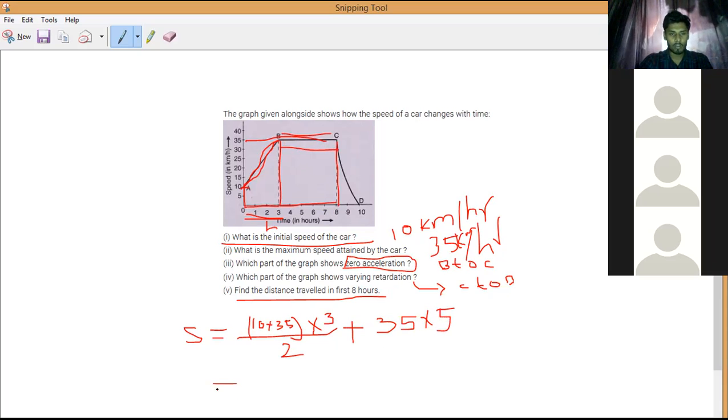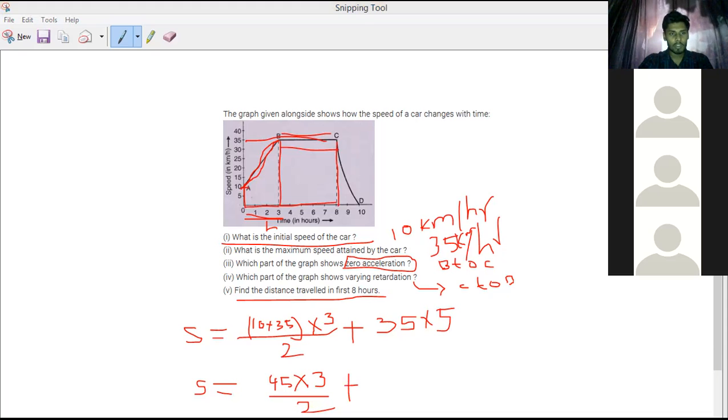So now start solving, all of you. This is equal to how much? 10 plus 35 is 45. 45 into 3 divided by 2, plus solve this and tell me. 35 fives: 5 fives are 25, next 5 threes are 15 plus 2 is 17. 175. So 175.